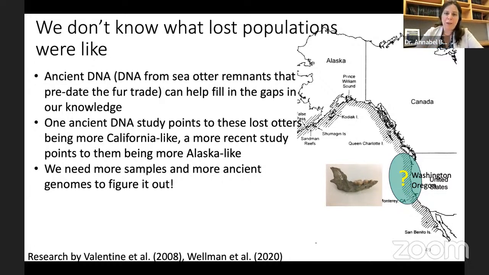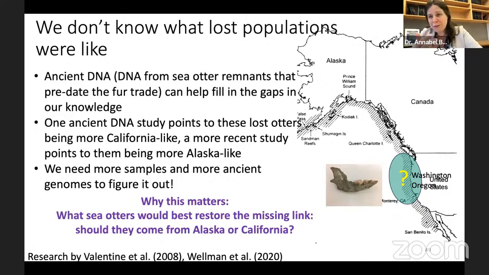You might be wondering why this matters, who cares what they were like, but you can imagine if we wanted to fill in this missing link at some point in the future, what sea otters would best restore it? Should they be brought down from Alaska or brought up from California? And it'd be really nice if they could sort of match as closely as possible the genetic profile of the otters that used to live there. And so that's why this is sort of a really interesting ongoing research question. And I imagine with more ancient DNA work being done, we'll probably get more clarity on this in the future.